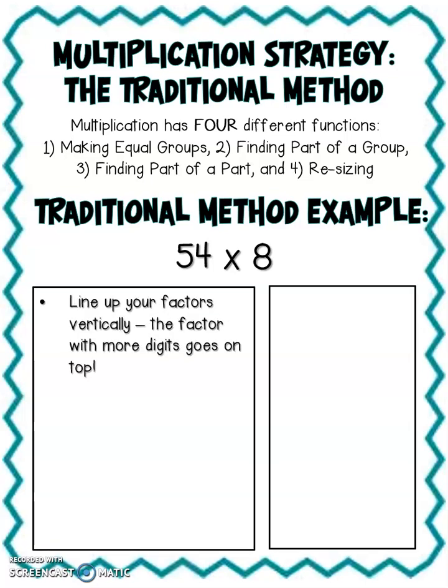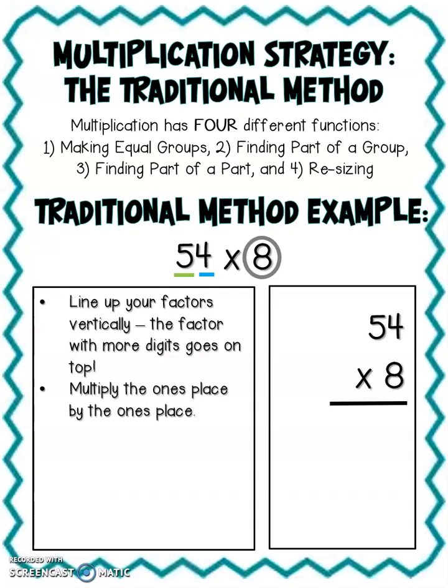When we're using the traditional method, the first thing you'll do is you'll line up your factors vertically so that the factor with more digits goes on the top. Right now, my first factor, 54, has 2 digits, and my second factor, 8, only has 1. So because of that, I'm going to line this up with the 54 on top and the 8 on the bottom. Then I need to multiply the ones place by the ones place.